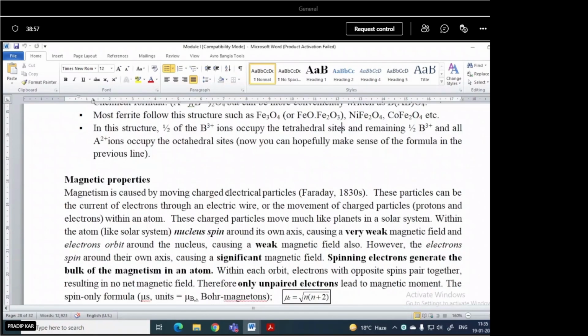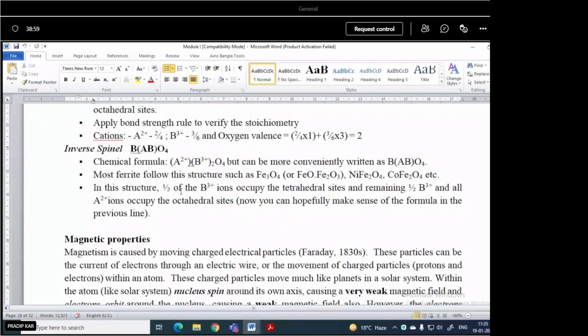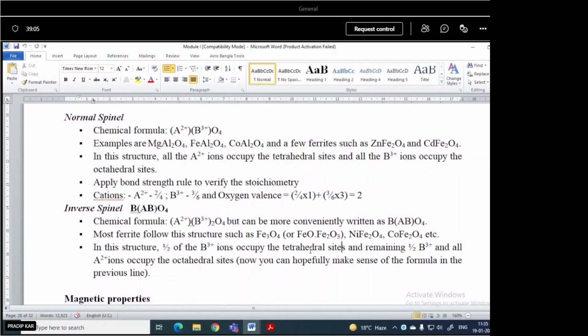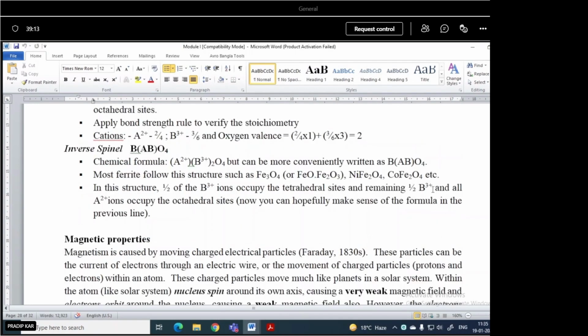Now you go to the inverse spinel. Consider that half B3 plus, meaning 1 B3 plus, is present in the tetrahedral site. So draw the tetrahedral splitting, place the electrons, and calculate the energy. For the other B you consider the octahedral, including A2 plus, which is also octahedral, and calculate the energy. Sum up these three energies and you will get a value. Which one is lower, that one will have this spinel structure. Am I clear? You have to verify which one is lower.